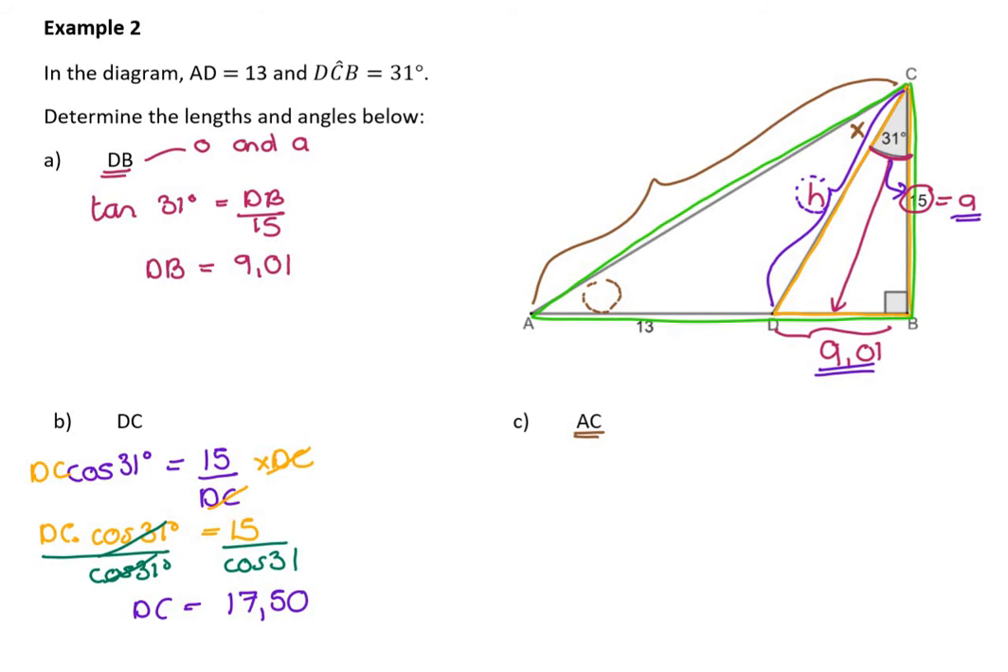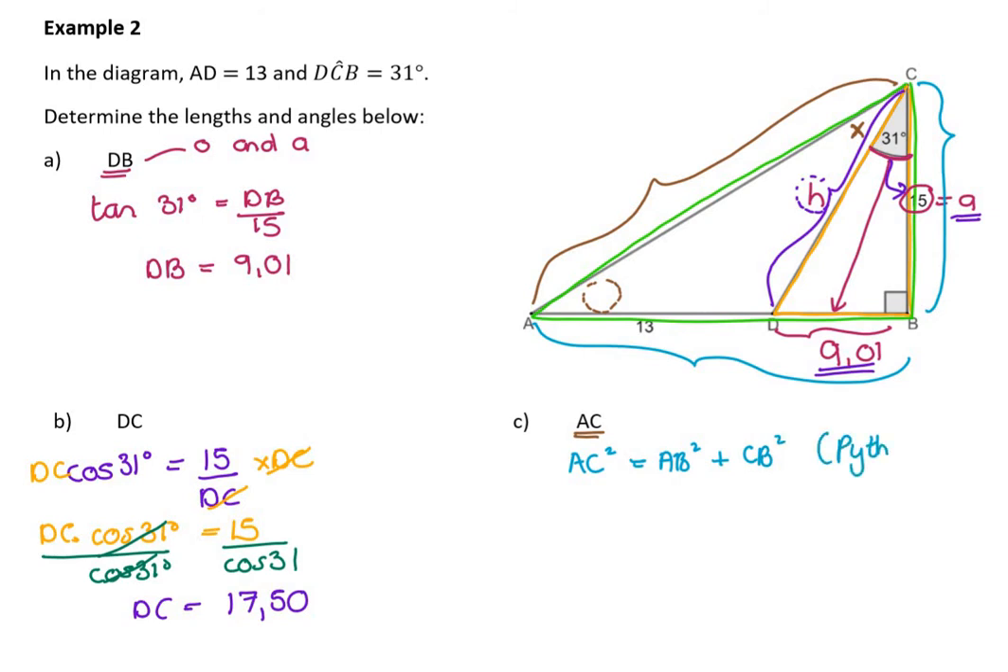So at the moment, I know this length, which is 15 of CB, and I actually know this entire length of AB because I can add my two parts together. And so I think I can find AC using Pythagoras' theorem. So Pythagoras' theorem says that AC squared, the hypotenuse squared, would be equal to AB squared plus CB squared. Now don't forget, the moment you use Pythagoras' theorem, you have to credit him and write Pythagoras in brackets.